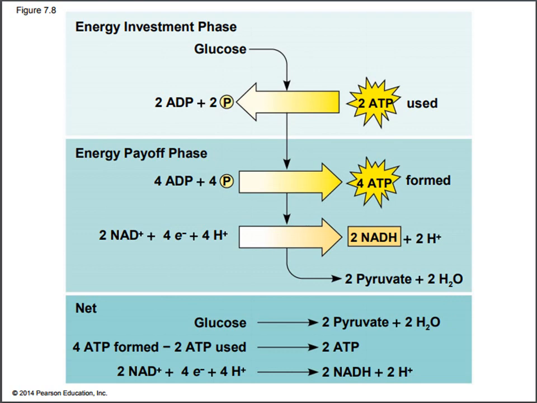And basically in the payoff phase, the 4 ADP and the 4 P, which is the pyruvate thing, come together and form 4 ATP, which means that the 2 ATPs that they used are being paid back with 4 ATPs when it comes to the payoff phase. Same thing with the NADH, and it's also gaining some pyruvates and H2Os, which is water.